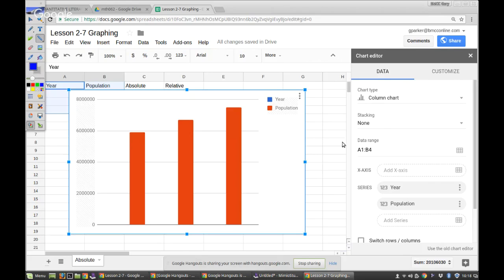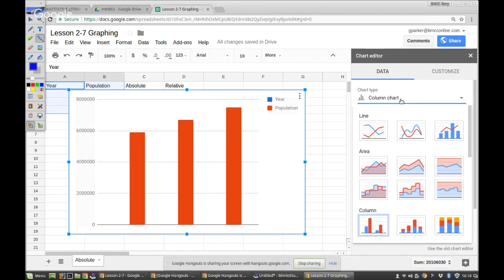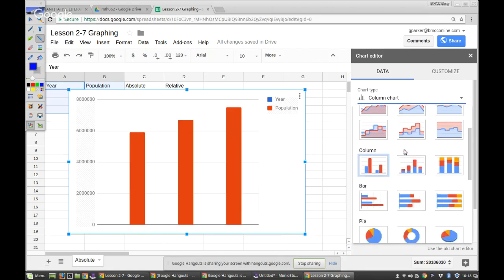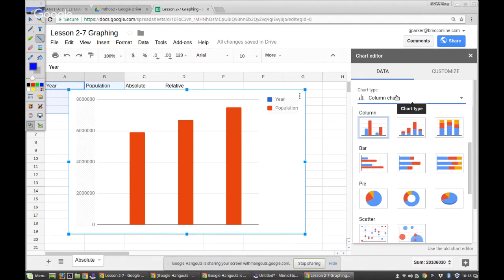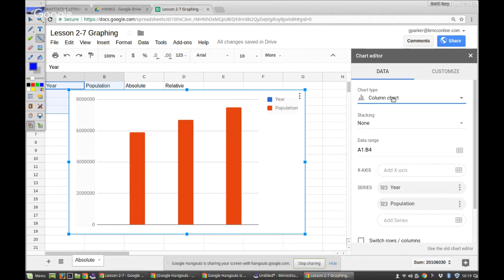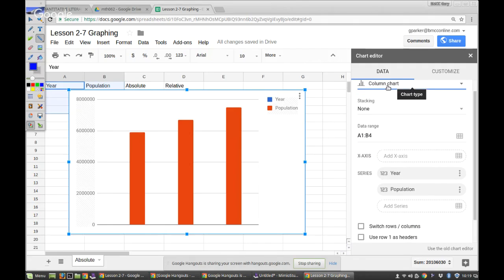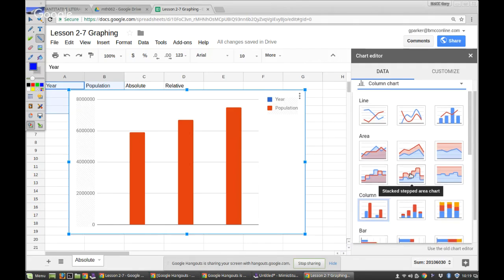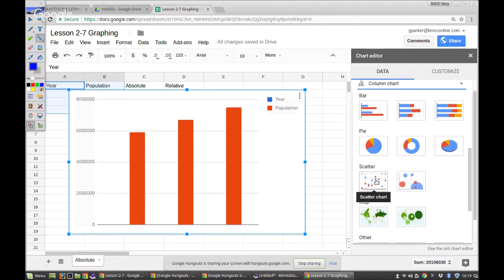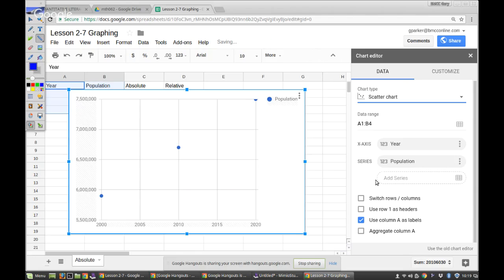So the next thing we want to do is in Google Sheets, you want to choose column chart. So click where it says column chart in Sheets. That'll give you a list of other kinds of charts. You're going to scroll down until you see scatter. It just plots them as points. The first column is the horizontal stuff. The second column is the vertical stuff. So this is plotting year at the bottom versus population vertically.